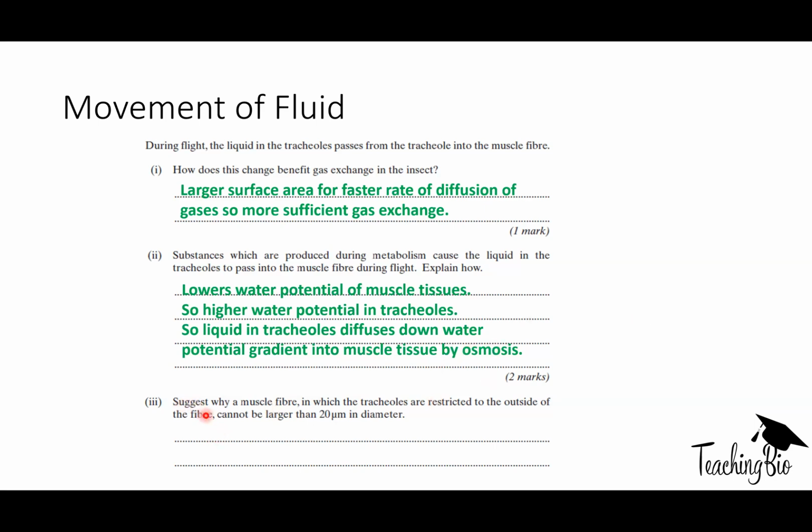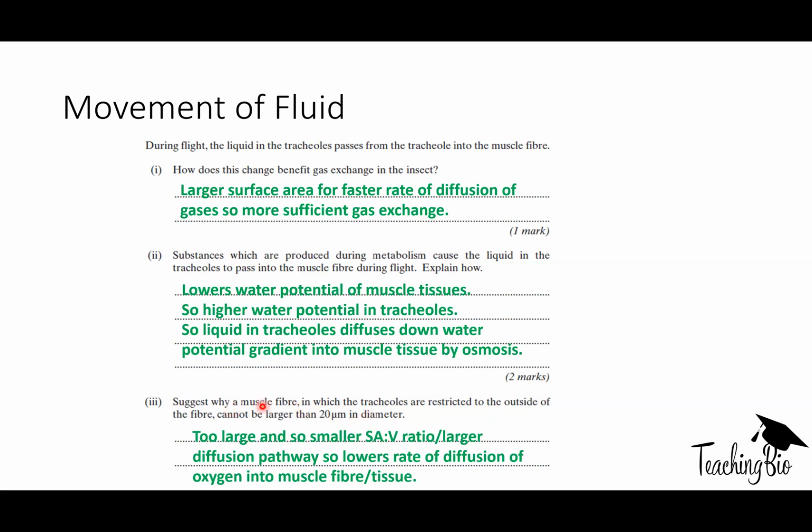Okay, and the last question here was to suggest why a muscle fiber in which the tracheoles are restricted to the outside of the fiber cannot be larger than 20 micrometers in diameter. And again, it might seem like a weird question when they throw numbers like these that you aren't too comfortable with, but just go back to your basics, which is about size and surface area to volume ratio. And if they ever give you something about diameter, or things to do with the size, it's always going to be related to this. So they cannot be larger than 20 because if it's more than 20, it's probably too big. And so it limits the rate of exchange, i.e. the rate of diffusion, because it will increase the diffusion pathway. Okay, so they need to be smaller than that so that we can maintain the fastest rate of diffusion that we can.